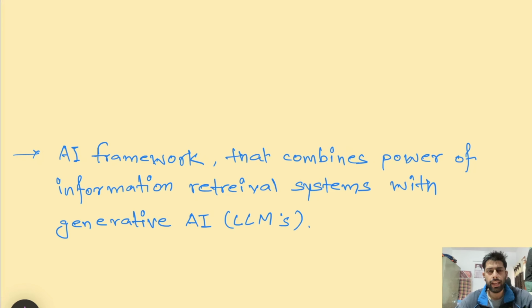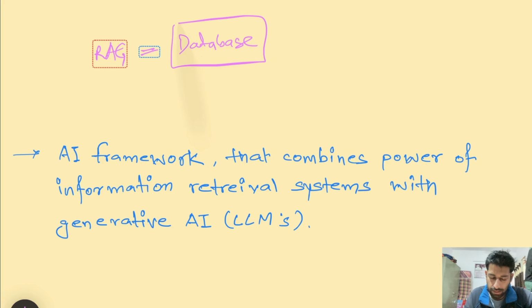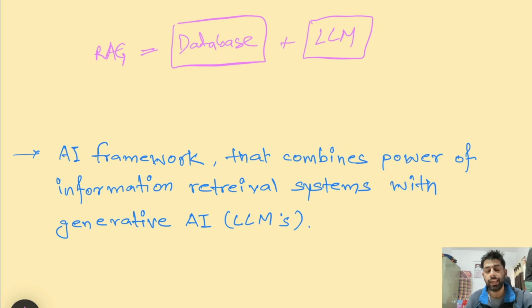RAG is nothing but an AI framework that combines the power of an information retrieval system, which is nothing but a database, with the generative AIs, which are LLMs. So RAG is a combination of a database, which is a retrieval system, along with an LLM. Now what does RAG help us in achieving? It improves the power of the searches that you can do using the LLMs. Searching power is improved highly.